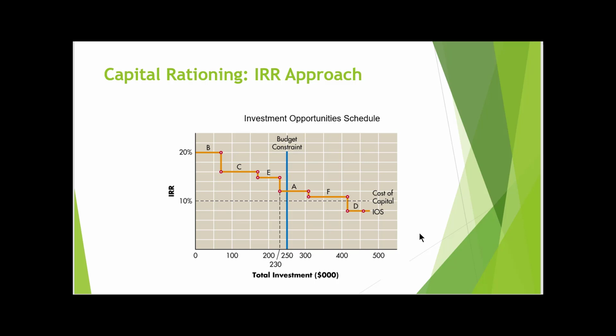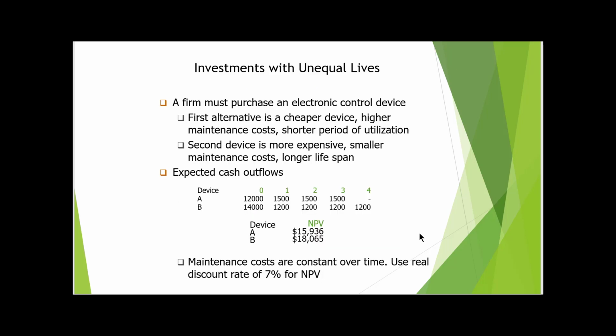So let's move on to another topic. What do we do if we have two projects that are mutually exclusive, but there are some characteristics that provide different lifespans? So, our first alternative, let's say it's a cheaper device, has higher maintenance cost, and has a shorter period of life. The second device costs more, maintenance costs are lower, but it has a longer lifespan. So what do we do with those two projects?